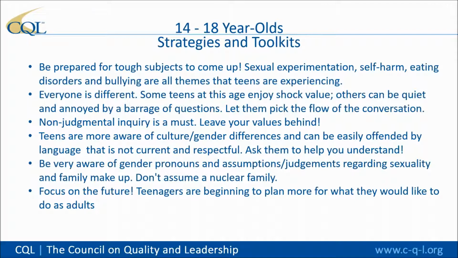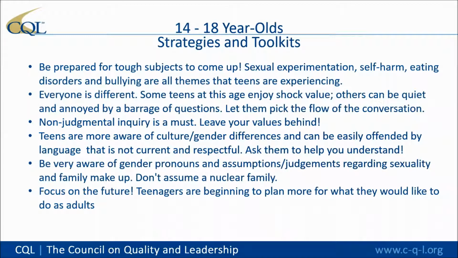Everyone's different. Some teens at this age enjoy shock value. Others can be quiet and maybe annoyed by a barrage of questions. Let them pick the flow of the conversation. Non-judgmental inquiry is a must. Leave your values behind. Teens are more aware of culture and gender differences and can be easily offended by language that's not current and respectful. So if you don't understand exactly what pronoun to use, ask them to help you understand. A lot of times they'll enjoy that.